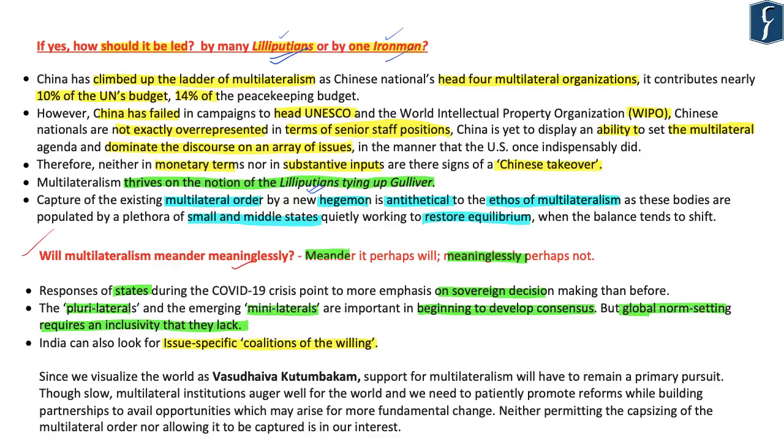Hence, in conclusion, we can say that India, since it visualizes the world as Vasudhaiva Kutumbakam, that is, the world is one big family, needs to continue to support multilateralism. Furthermore, we need to know that though the process is slow, bringing in reforms in these multilateral institutions will augur well for the entire world, and therefore we need to very patiently promote these reforms while building partnerships with other countries on certain issues to avail opportunities which can pave the way for more fundamental change in the future. Hence, India should remember that neither permitting the capsizing of the multilateral order nor allowing it to be captured is in our interest.